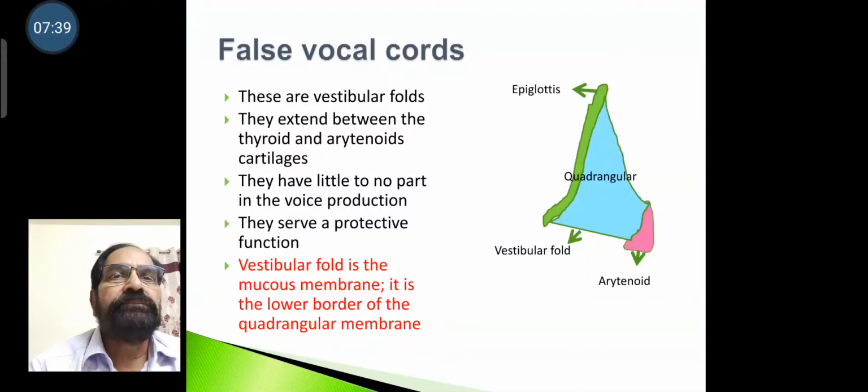False vocal cords. These are vestibular folds. They extend, as seen in the picture, between thyroid and arytenoid cartilages. They have little or no part in the production of voice. Their function is protective. Vestibular fold is a mucous membrane, and it is the lower border of quadrangular membrane. You can see in the picture the quadrangular membrane, and the vestibular fold is formed by the lower margin of quadrangular membrane.